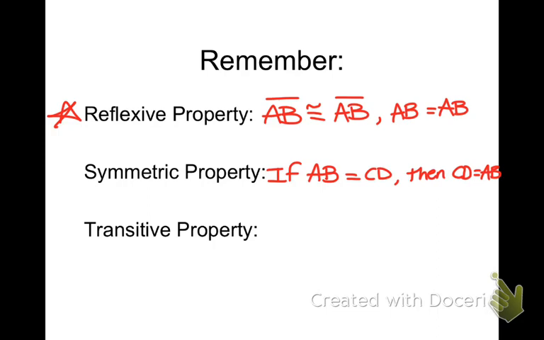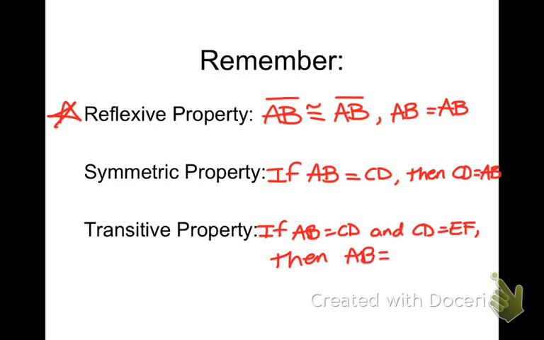Transitive property. If AB is equal to CD and CD is equal to EF, what does the transitive property tell us? Good. Take out the middle, so then we're left with AB is equal to EF. Good. Again, reflexive property is the biggest one that's going to be used in Chapter 4.